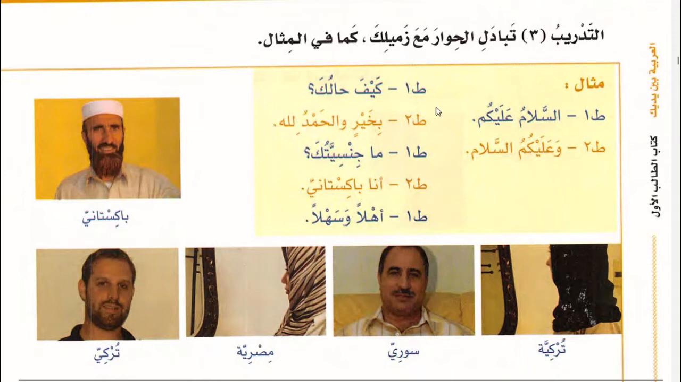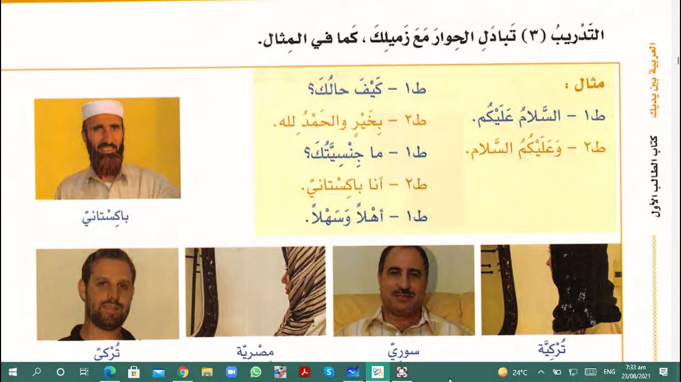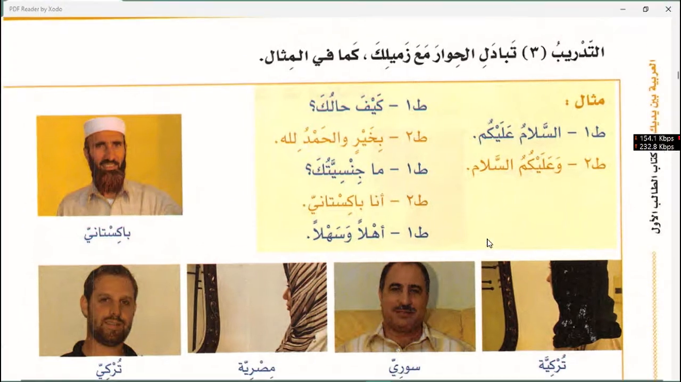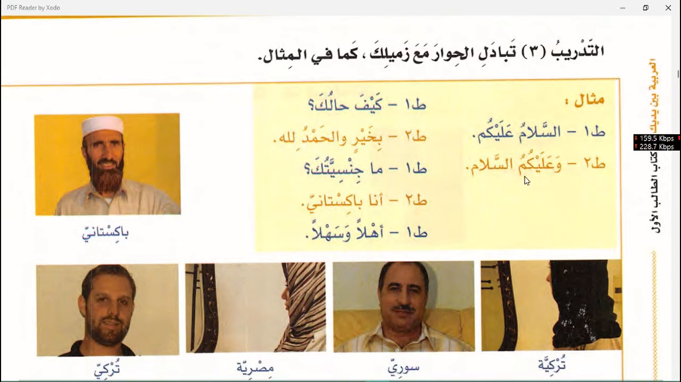He will reply, Bi khairin walhamdulillah, I am fine and thanks to Allah. Then you will ask him, Ma jinsiyatuka, what is your nationality? He will say, Ana Pakistani, I am Pakistani, and then you will welcome him. Ahlan wa sahlan. So basically, you are asking him three things. First, you are greeting him. Then you are asking him, how are you and what is your nationality?